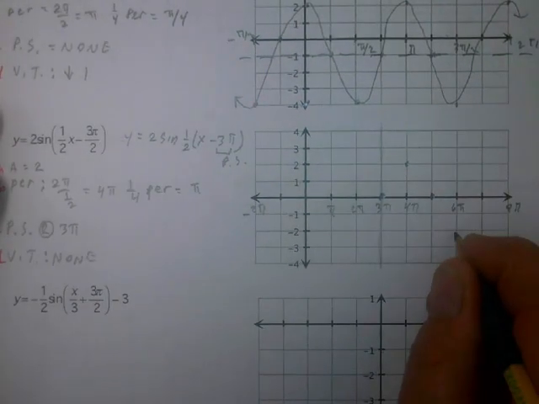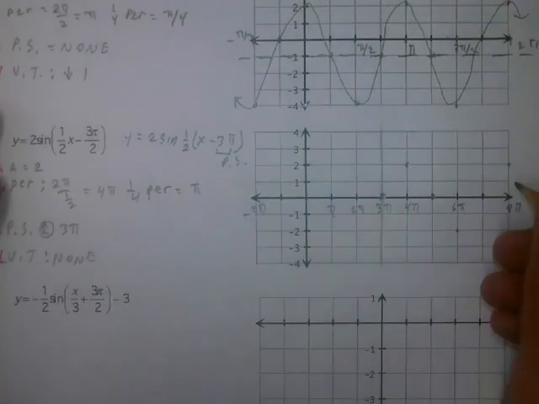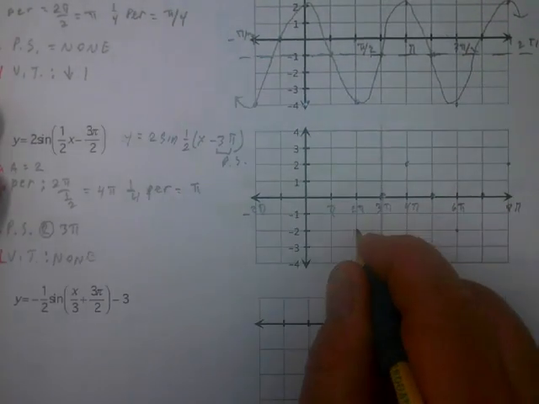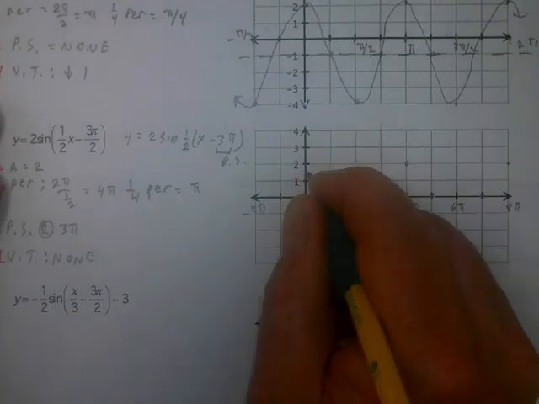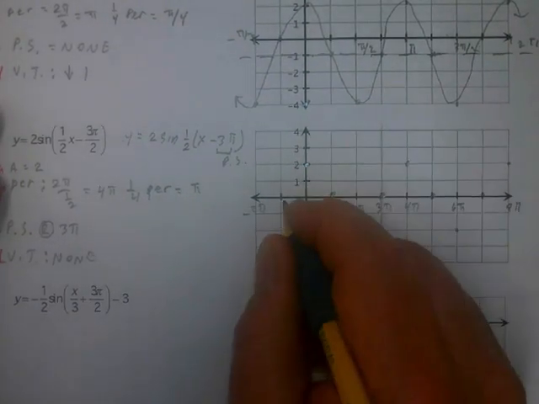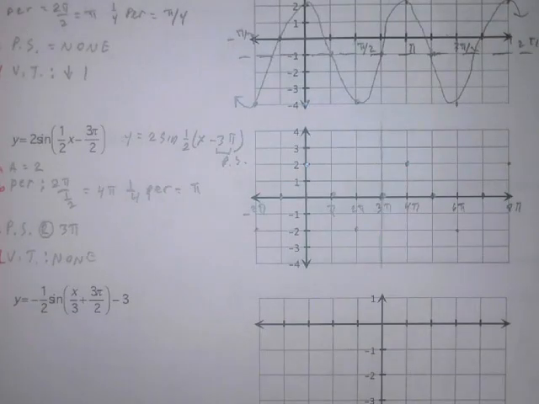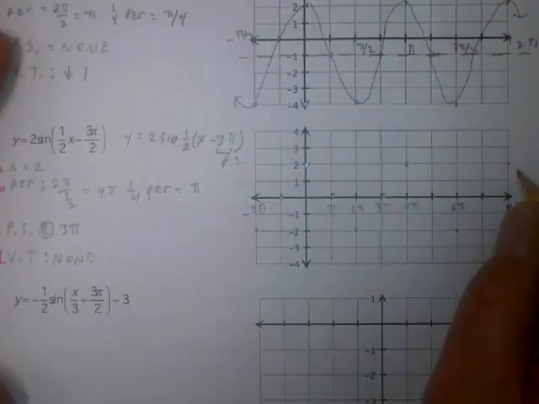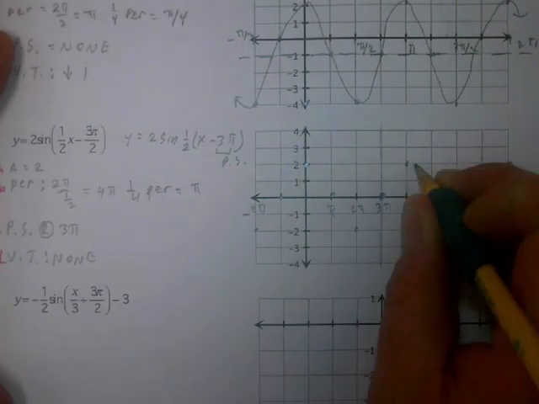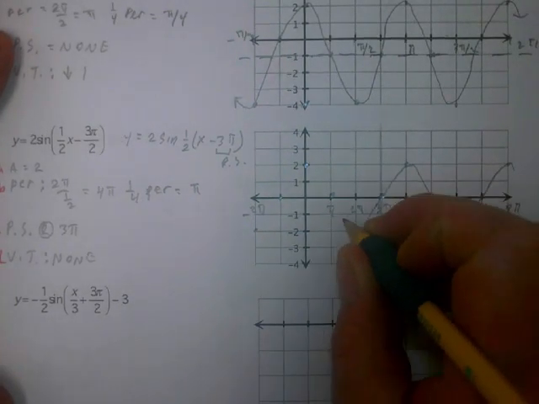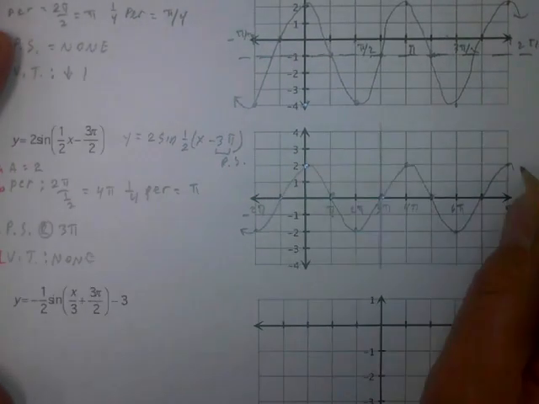Amplitude's 2, so I go up 2 and down 2 from there. So at 4 pi, I'm at 2. 5 pi, I'm at 0. 6 pi, I'm at negative 2. 7 pi, I'm at 0. 8 pi, I'm at positive 2. I'm just going to continue this pattern. And at pi, I'm going to get here. 0, I'm there, and so on. So this is what my curve is going to look like.